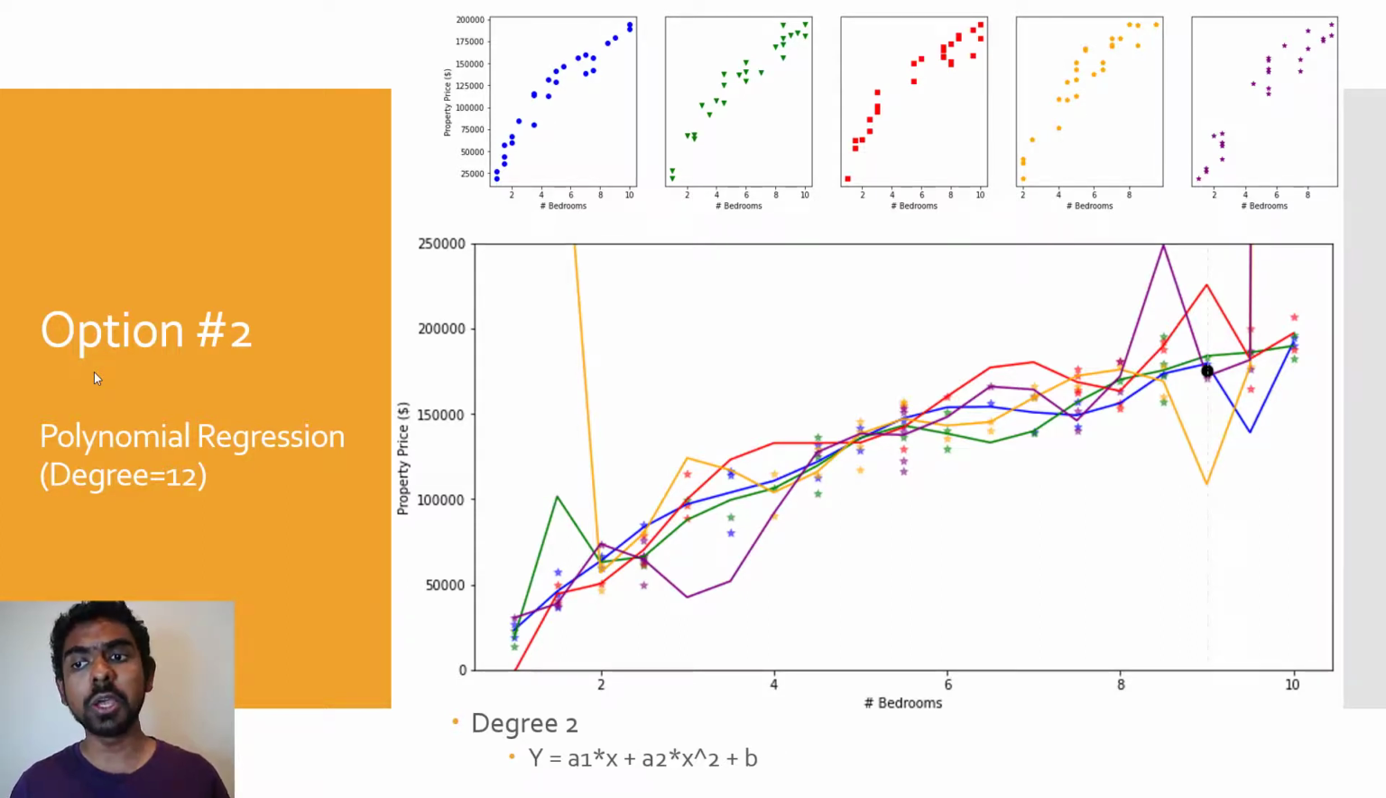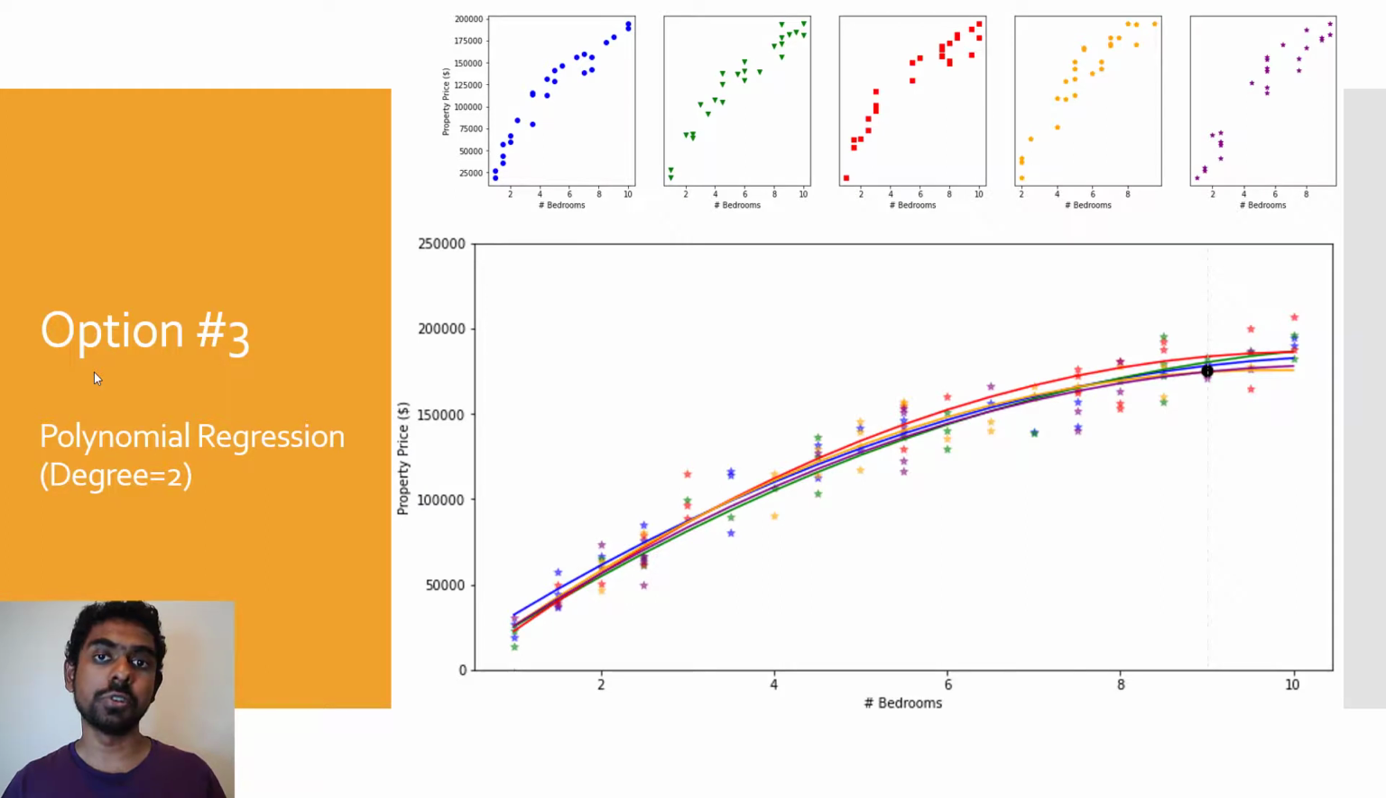However, look at what's happening near that black dot. They're saying very different stories. For example, the red line is saying the property's price is very high. However, the orange line is saying the property price is low. This leads to very inconsistent predictions by different models. So the variance around that region is very high. Therefore, the polynomial regression model with a very high degree leads to a low bias, high variance model.